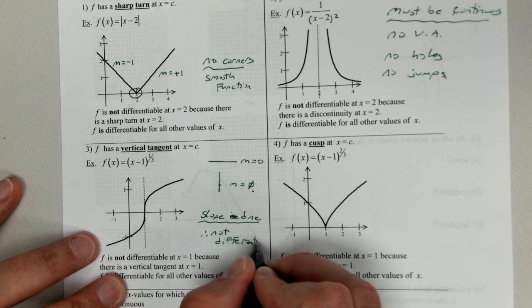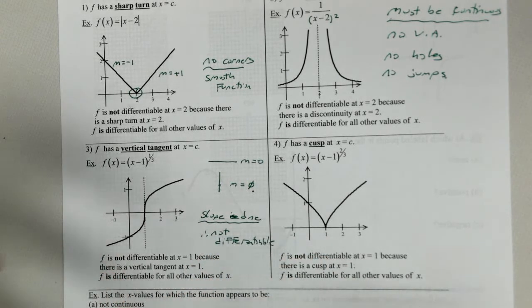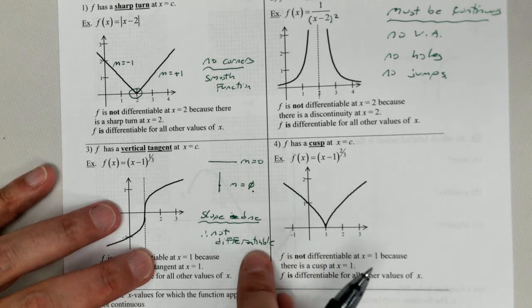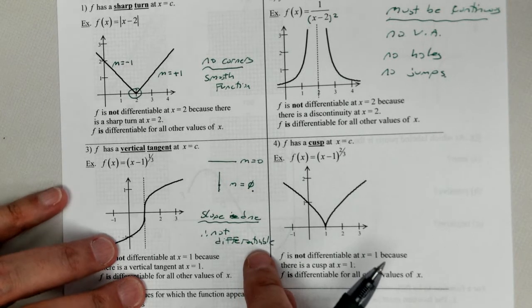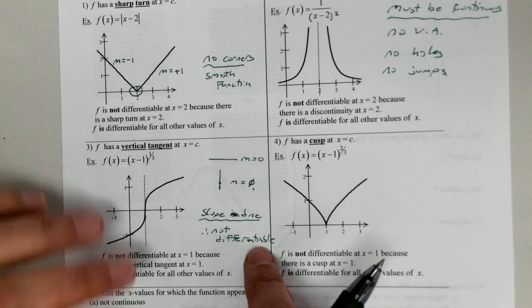So differentiable really just means the same thing as the derivative, as the slope. We use them synonymously all the time in calculus. Instead of saying slope, a lot of times we just say it's not differentiable. In other words, the slope does not exist at that point.